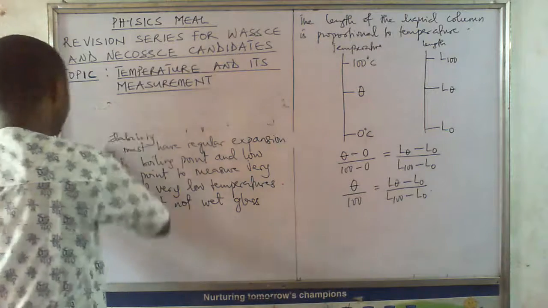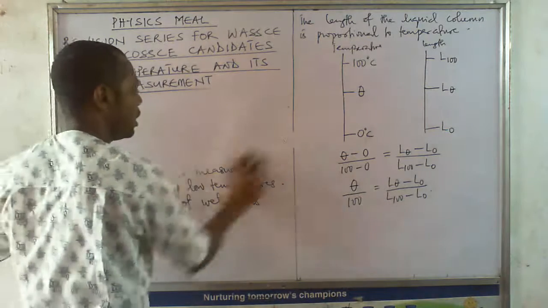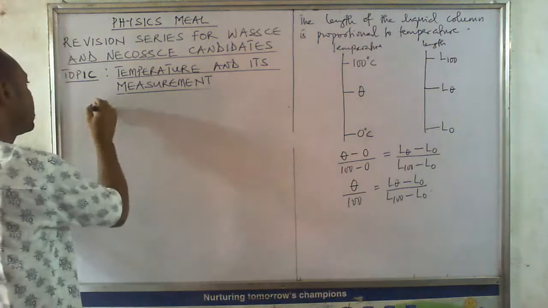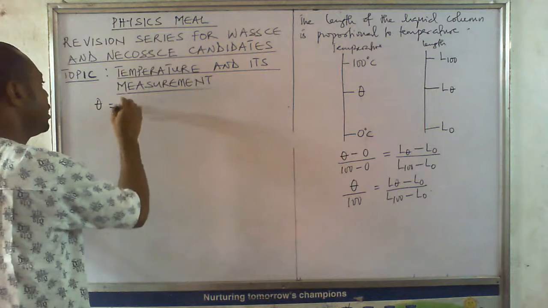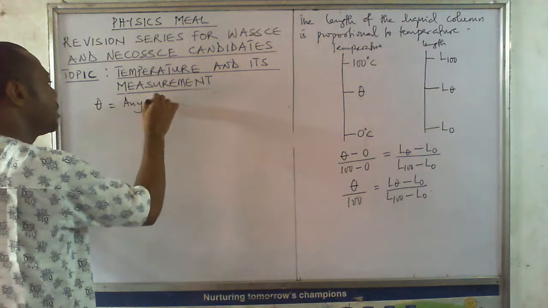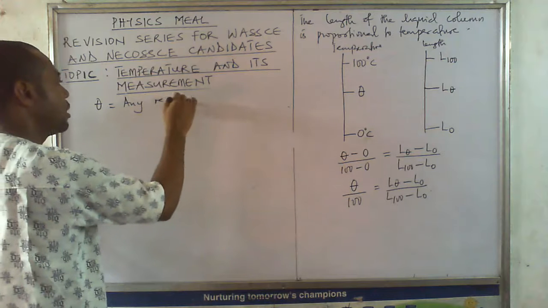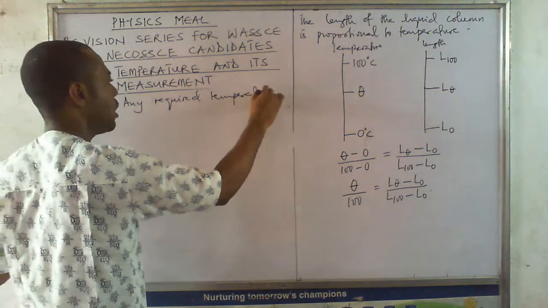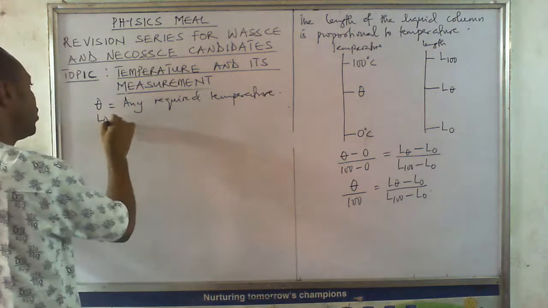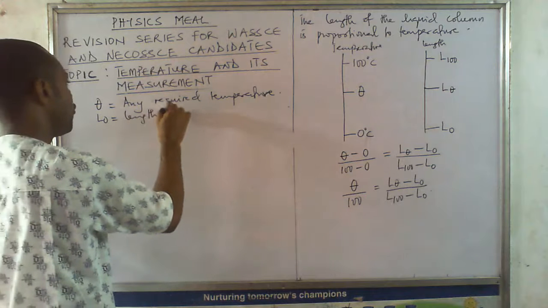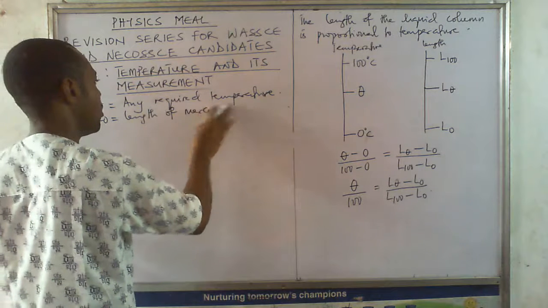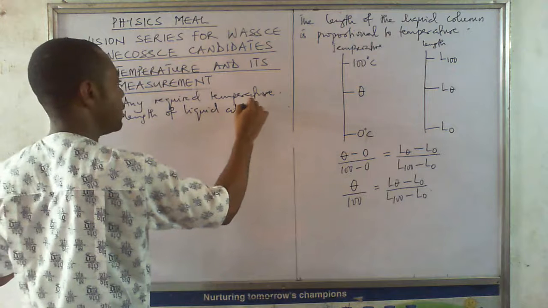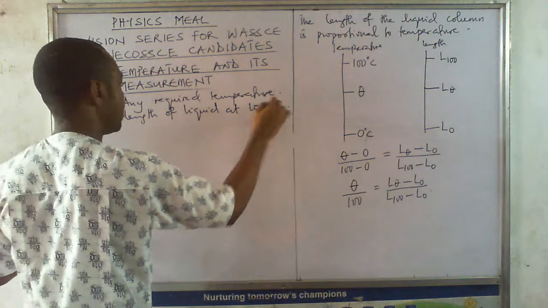Now this is the expression that we need. Now let's define those terms. So we say that theta is any required temperature. That's the temperature we now want to calculate. L naught is the length of the mercury column or liquid at the lower fixed point.